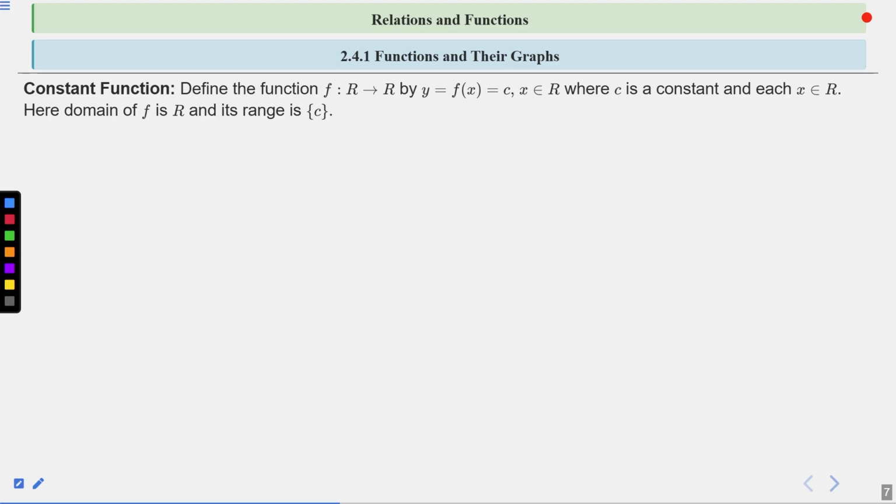So here the domain is the complete set of reals R, but in this case the range of this constant function is going to be what? The singleton set {c}, because every element of my domain is associated to a single element, which is c, some constant.